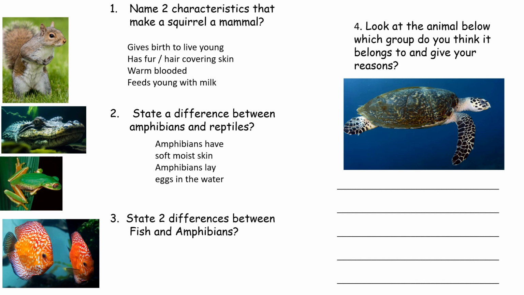Okay, now the next question, state 2 differences between fish and amphibians. Well, fish have scales, as the answers have come up there, and fish breathe using gills, whereas amphibians have lungs and have soft, moist skin. So you could have gone for either one there.